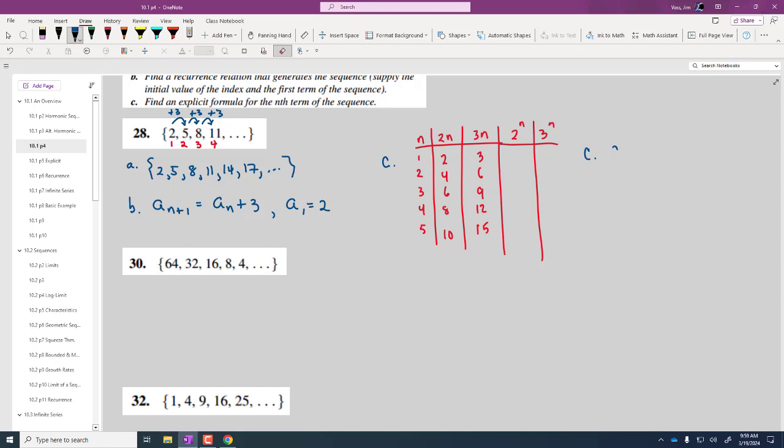So here we're going to say that a sub n is 3n minus 1, and n would go from 1 to infinity. So a sub 1, plug in the 1, you get 3 minus 1, which is 2. A sub 2, 6 minus 1 is 5, etc.